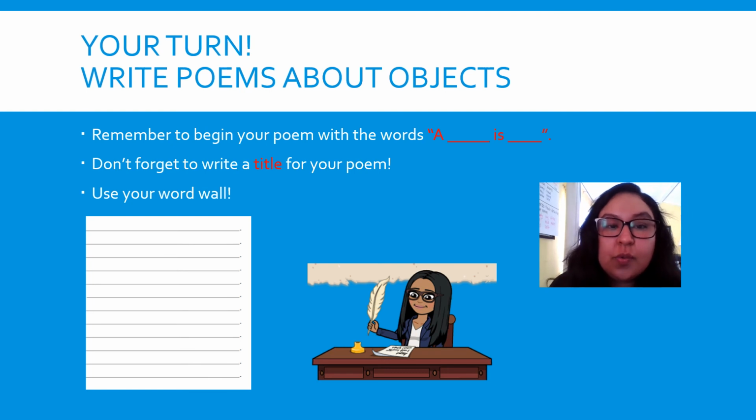Now it's your turn. You're going to write your poem about an object, okay, by using a metaphor today. When you're grabbing something from your home that you're going to write about, please choose an item that is safe for you to grab. Please ask your adult for permission to use it. Don't go ahead and grab a knife or things that you can cut yourself with. Grab an object that you can put down, analyze, look at, and be safe. Okay? Remember to begin your poem with the words "a blank is blank," and don't forget to write a title for your poem. Use your word wall if you need help solving some tricky words.